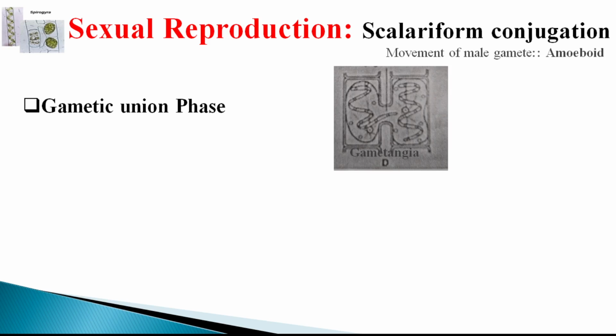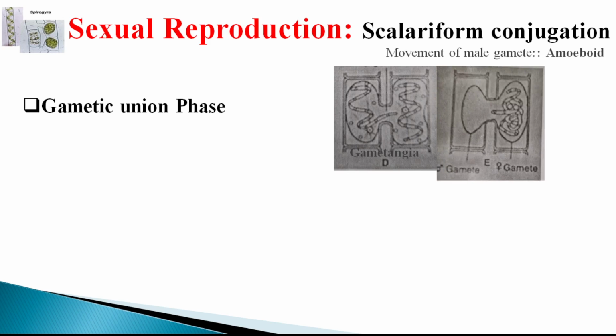The male protoplast later becomes rounded, and it starts to migrate slowly through its respective conjugation canal, and later fuses with its partner protoplast of the opposite cell. That partner protoplast of the opposite cell we can consider as the female protoplast or female gamete. This movement of the male gamete is often referred to as amoeboid movement. Okay, the movement of the male gamete toward the female gamete is called amoeboid movement.